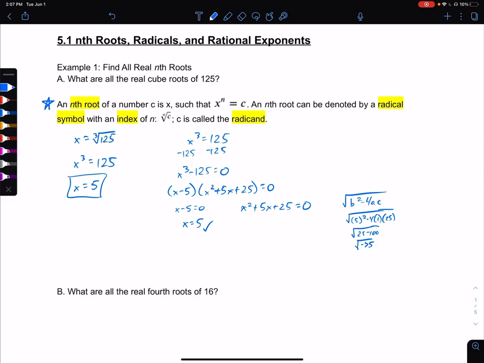So that's going to be an imaginary number, right? It's not a real root because we have this negative that would have to come out as an i value. So this piece doesn't give me any real roots. So the only real cube root of 125 would be this x equals 5 piece. All right, and that would be it.